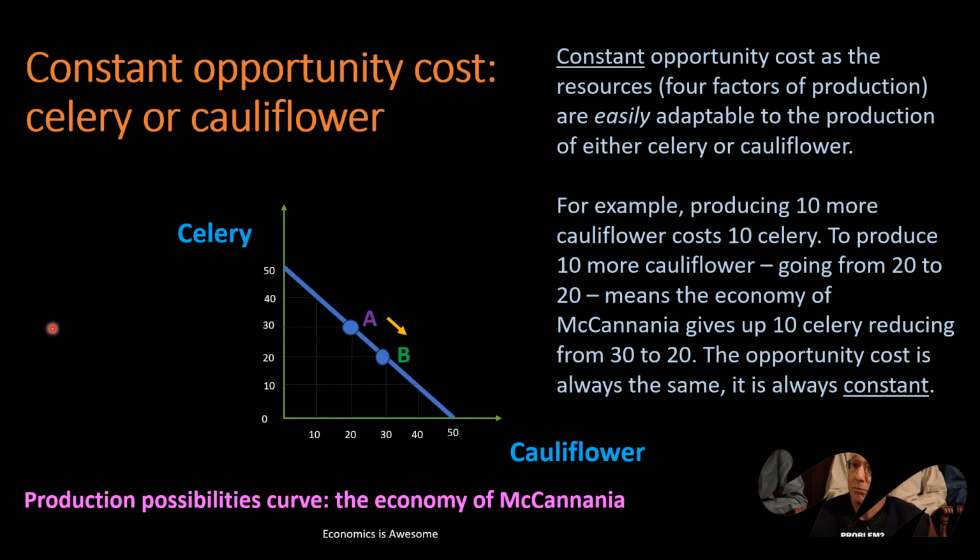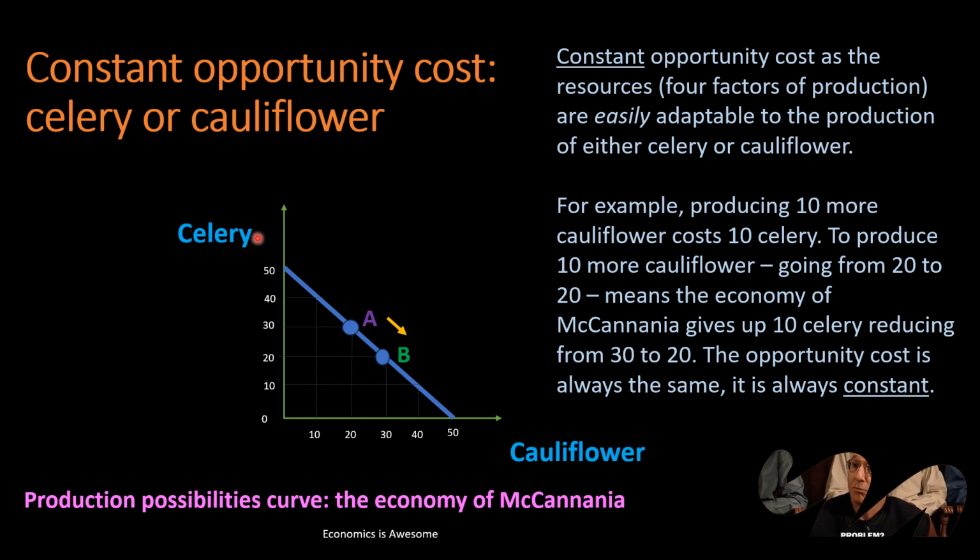Okay, so some of my students get a bit confused between constant opportunity cost and increasing opportunity cost. So constant opportunity cost is when the 4 factors of production are easily adaptable to the production of either celery or cauliflower. I use this example because I remember my father grew up on a market garden and we would go and visit my uncles and collect bunches of celery or cauliflower. So they would adapt their resources, land, labour, capital and entrepreneurship, to the production of either of these goods.